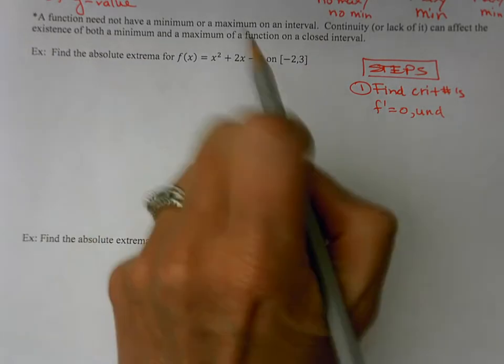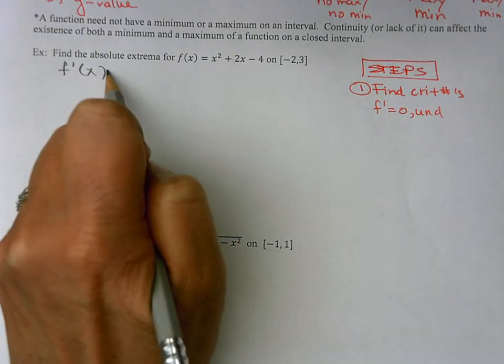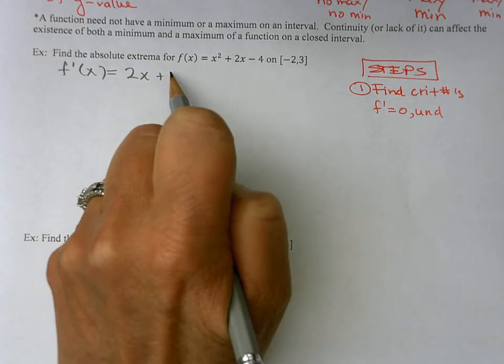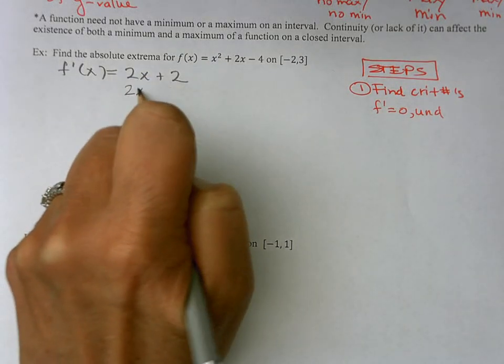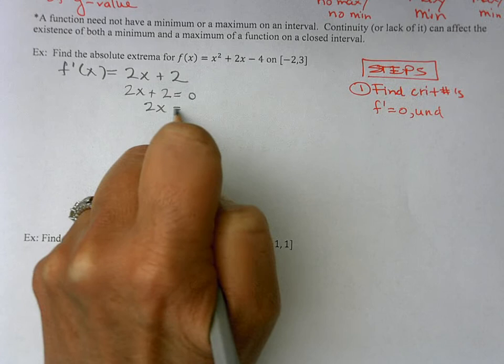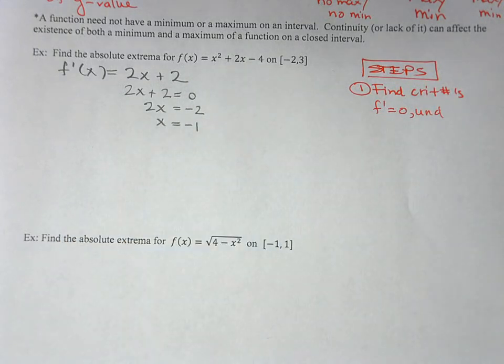All right, so let's take that derivative. We would have f prime of x, and that's just the power rule, so that would be 2x to the first, plus 2x to the 0, which would just be 2. Then I'm going to set that equal to 0 and solve. So subtract 2 from both sides and then divide by 2. So there is a critical number.